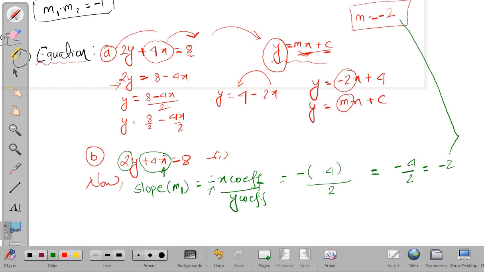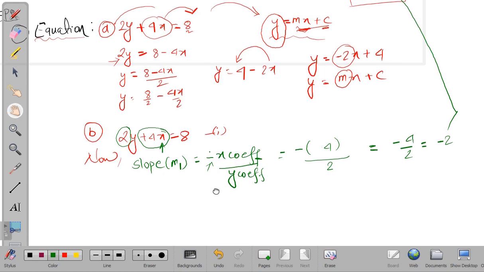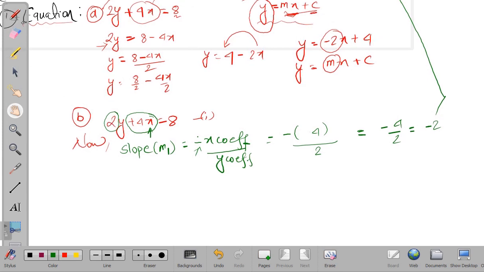So this is how you find the slope whenever the equation is given, by simply dividing the negative of the x coefficient by the y coefficient. But here is the trick. What you have to think before applying this formula. Okay, this is the formula. You can memorize it as a formula as well.